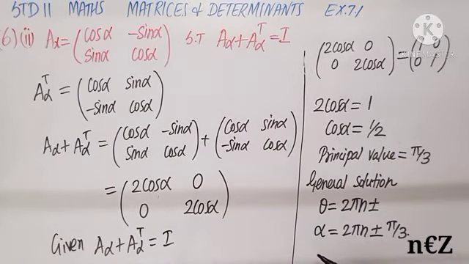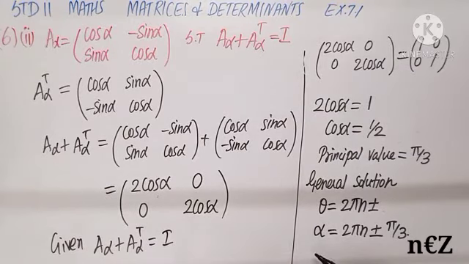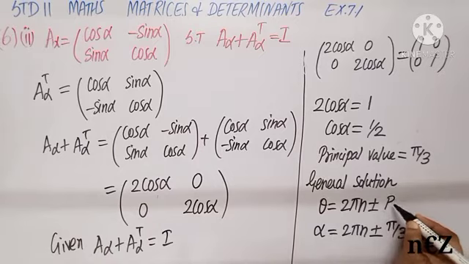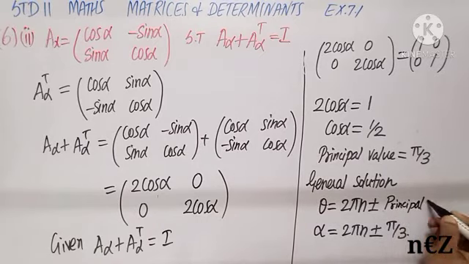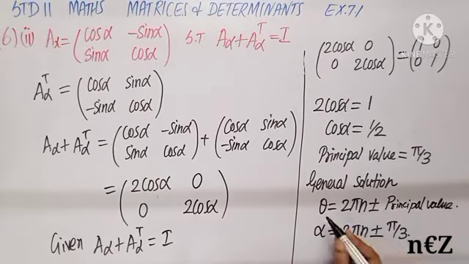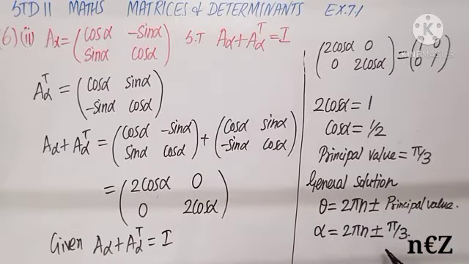Let us recall from trigonometry. Cos theta equals half tells us the principal value is pi by 3. The general solution is theta equals 2 pi n plus or minus the principal value. In this question, instead of theta, we have alpha. Principal value is pi by 3. So the answer is alpha equals 2 pi n plus or minus pi by 3.